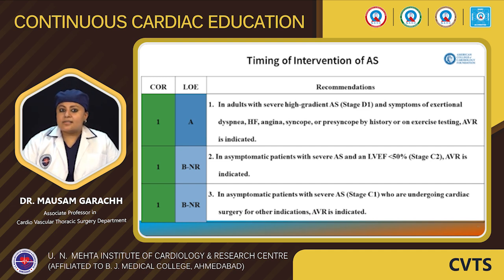Class 1, level of evidence B-NR: in an asymptomatic patient with severe aortic stenosis and an LV EF of less than 50%, that is stage C2, AVR is indicated. Class 1, B-NR: in asymptomatic patients with severe aortic stenosis, that is stage C1, who are undergoing cardiac surgery for other indication, AVR is indicated.